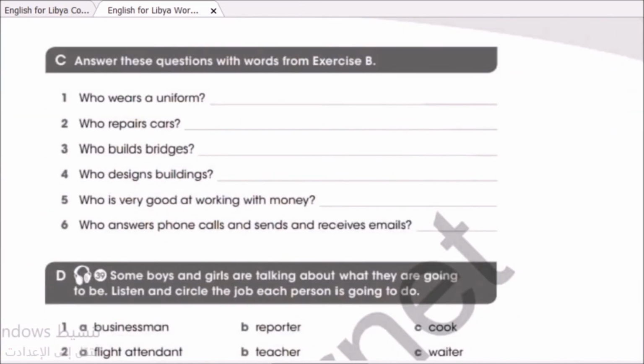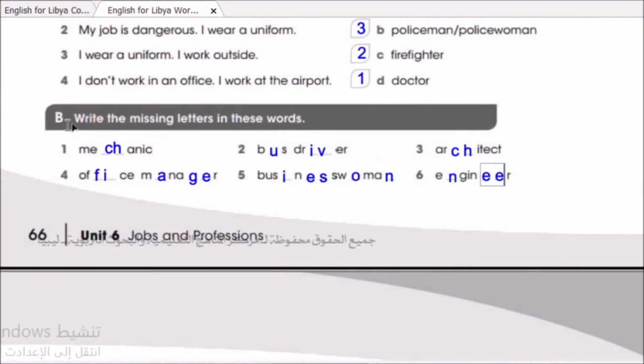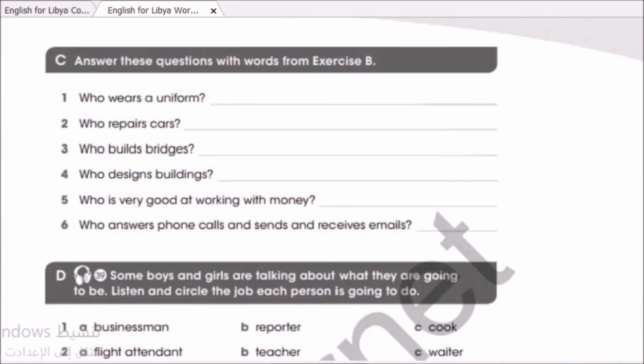Question C. Answer these questions with words from exercise B. So they're going to tell you some information and you're going to fill the gaps with a job, taking it from exercise B, this one. So you can stop the video, answer the question, and then come back and check. Now let's check. Question C. Number 1, who wears a uniform?